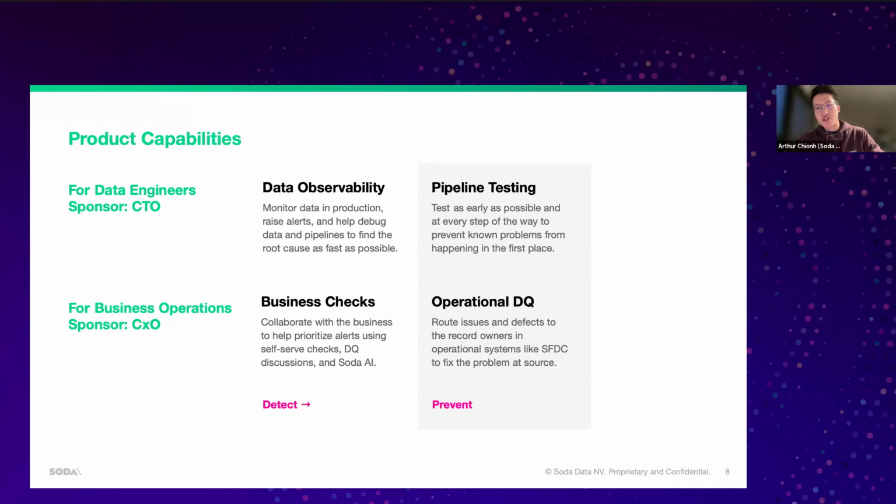On top of just detecting data quality issues, Soda also allows engineering and technical users to run data quality checks as early and as frequently as possible in pipelines so that the same data quality issues can be prevented from repeating over and over again. As for business users, with the help of Soda, they can do operational data quality, where they can route issues and direct these issues to data sources and data owners so that a permanent and preventive fix can be found.